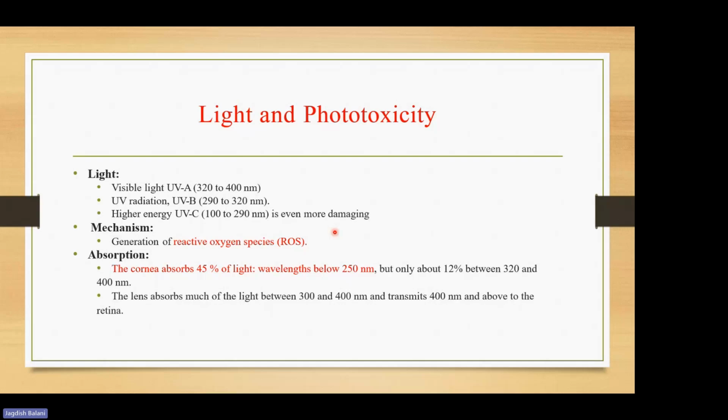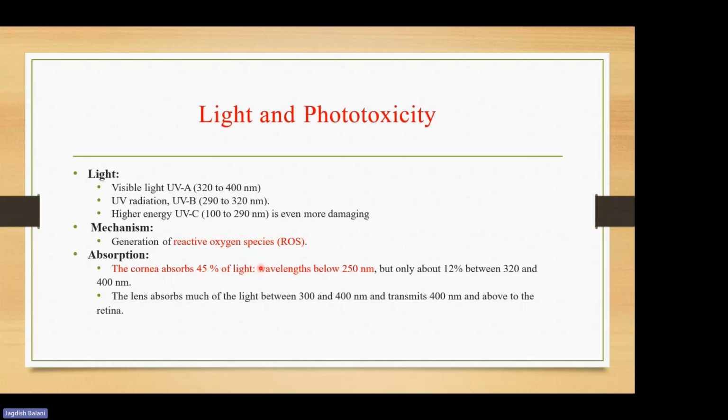So if you come into contact with UV radiation, it will create a photoreaction and photo-oxidation and create oxidative damage to that particular part. And how would they create this damage? It will create reactive oxygen species, ROS, and lead to damage to that part. This is the simple mechanism carried out by light.